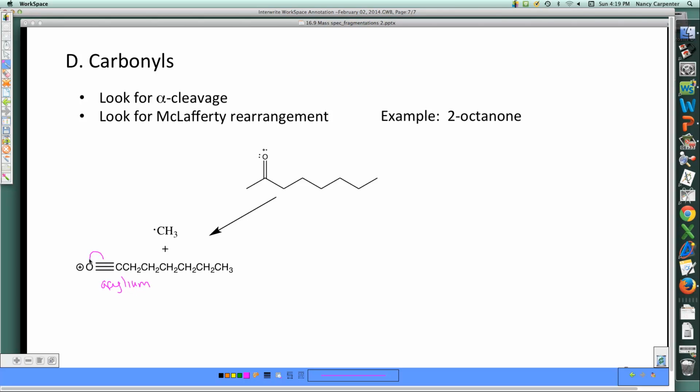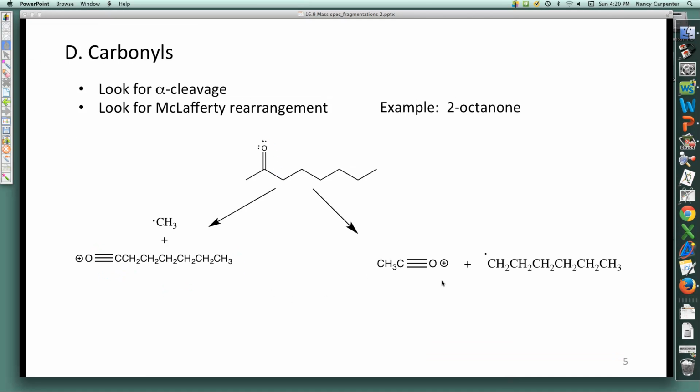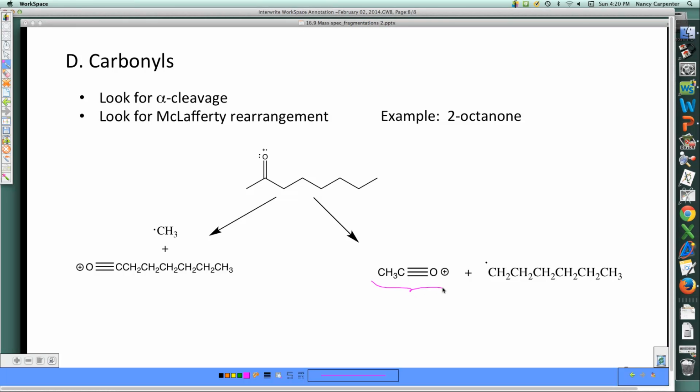And it's resonance stabilized. So that pair of pi electrons can go back onto the oxygen, making it neutral and putting the positive charge on carbon. So this is a relatively stable fragment. And of course, this is what is detected. Something at M-15. But obviously, if I can do an alpha cleavage to the left, I can do an alpha cleavage to the right. And that would give me this guy. Again, this charged fragment is what's detected.